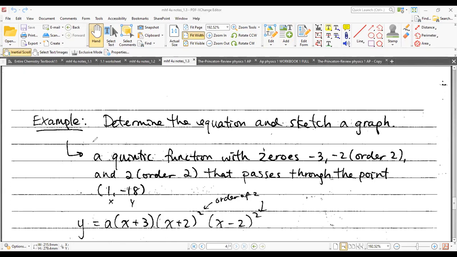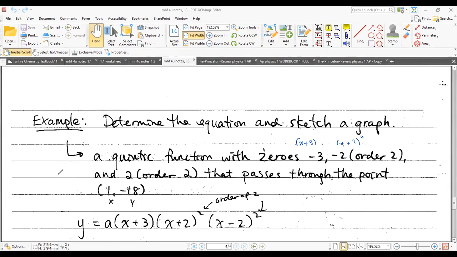Okay, now let's just do this question. A quintic function. Quintic means order 5. You have zeros of -3, -2, and 2 with the order 2 that pass through the point. So when the zero is -3, your bracket is going to be x plus 3. Since it didn't say any order, it's just order 1. -2 means your bracket is going to be x plus 2. Since this is order 2, the power of your bracket is 2.